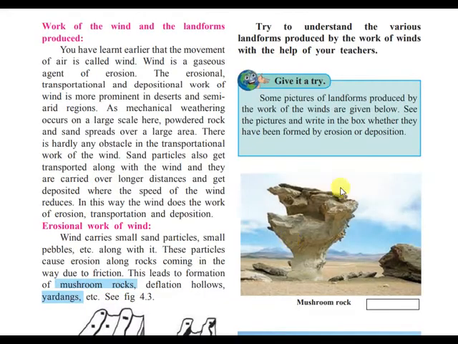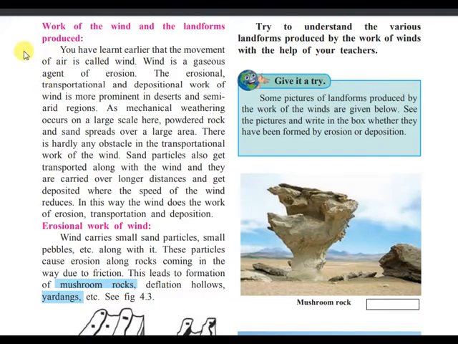So the next type of landform is produced because of the wind, erosion by the wind. See, you have learned earlier that the movement of air is called wind. When the air moves at a greater speed, it is known as wind. We know that wind is a gaseous agent of erosion. Okay, it's the gaseous agent, मतलब वो गैस के फॉर्म में erosion करता है. हमको पता है जब कोई एयर ज़्यादा स्पीड से बहता है तो it can cut rock. So we can see the example now.